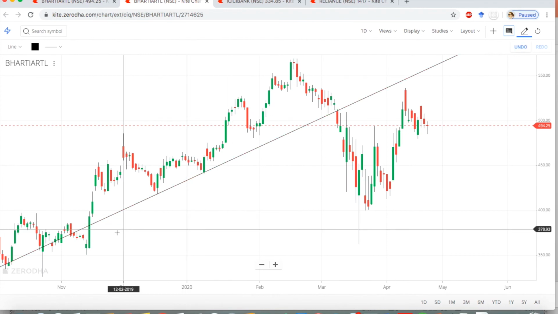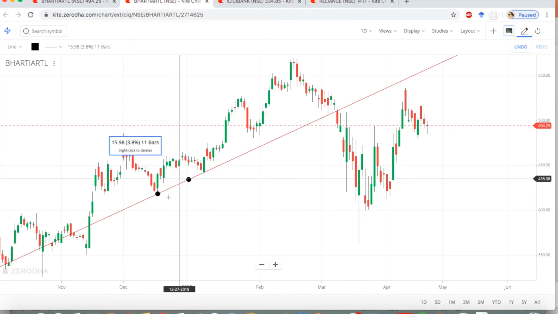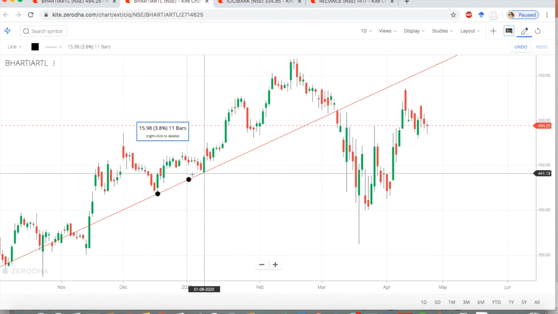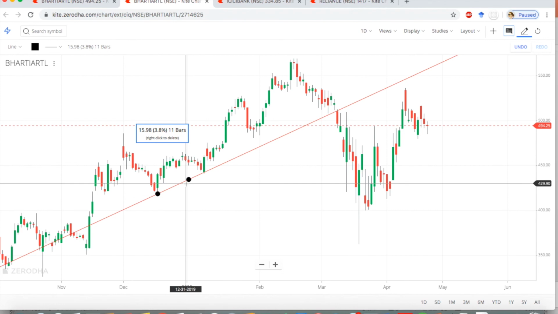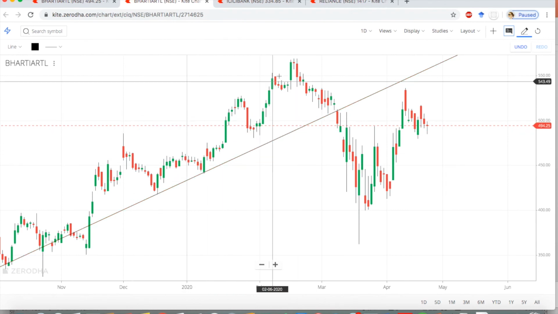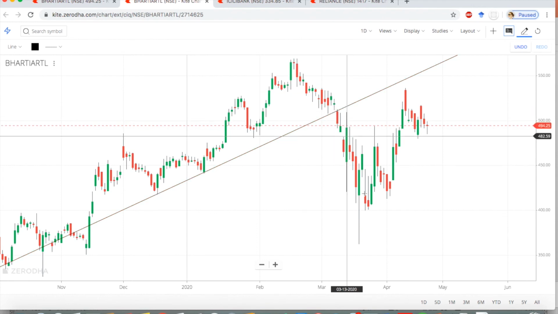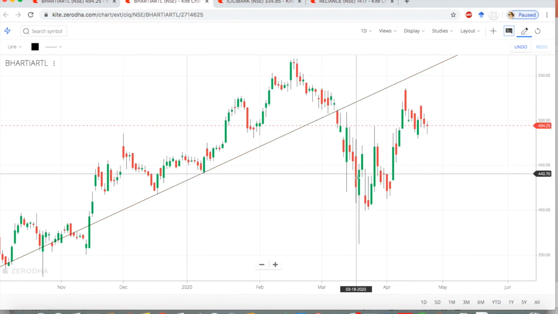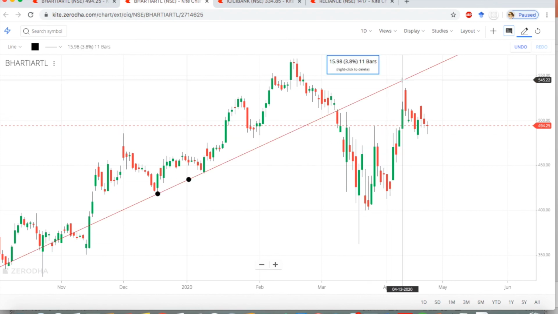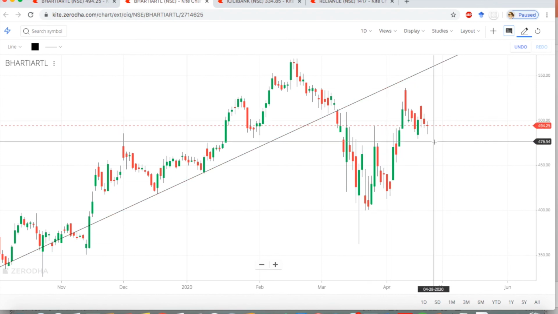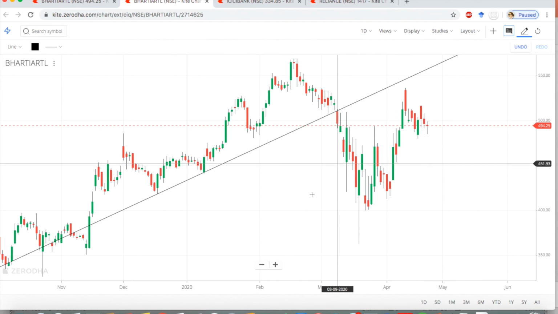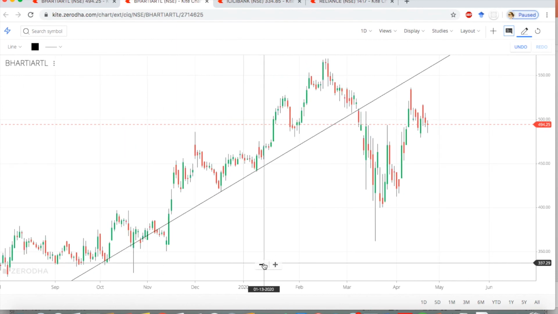So it came up. At this point, this is the low and the previous low, try to connect, this is your trend line. Next time when it comes here, it will act as a support. If it breaks, now it will act as a resistance. So it broke and came down, went up again, but again came back and down. So you can identify different trend lines.